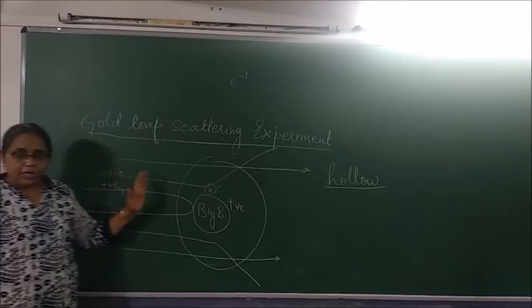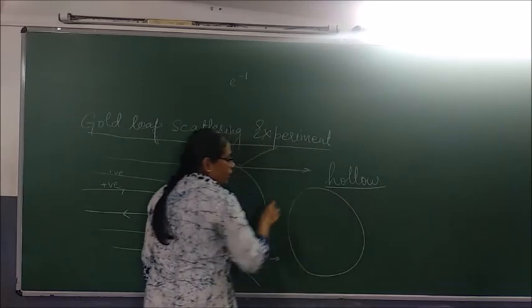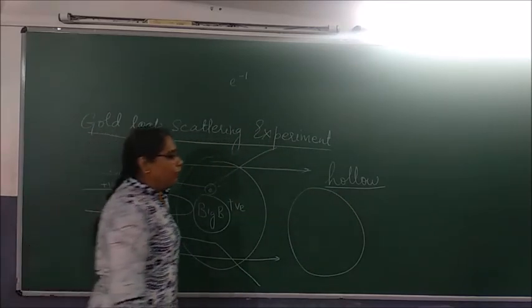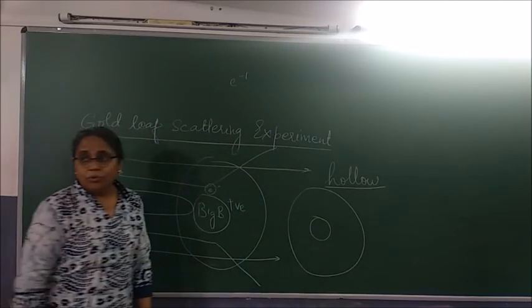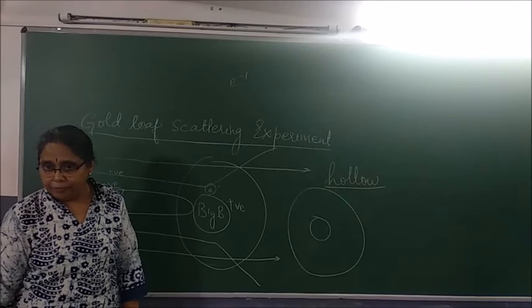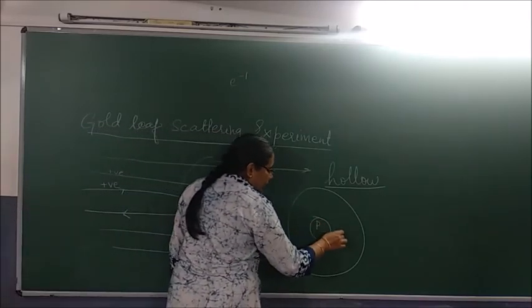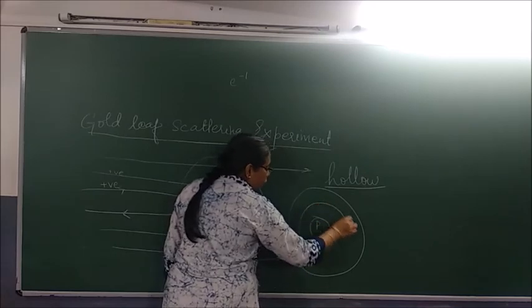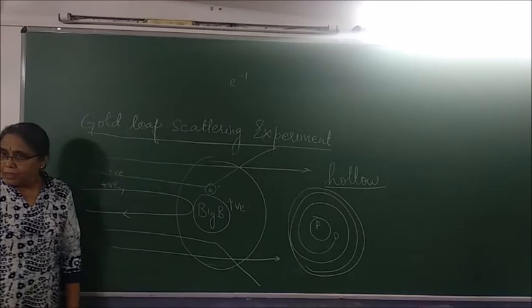So finally, what did we achieve in the model? We said the atom is an extremely hollow ball with a solid nucleus at the center. The size of the nucleus is very small when compared to the size of the atom. The nucleus consists of protons and the electrons revolve around the nucleus. Correct? Understood?